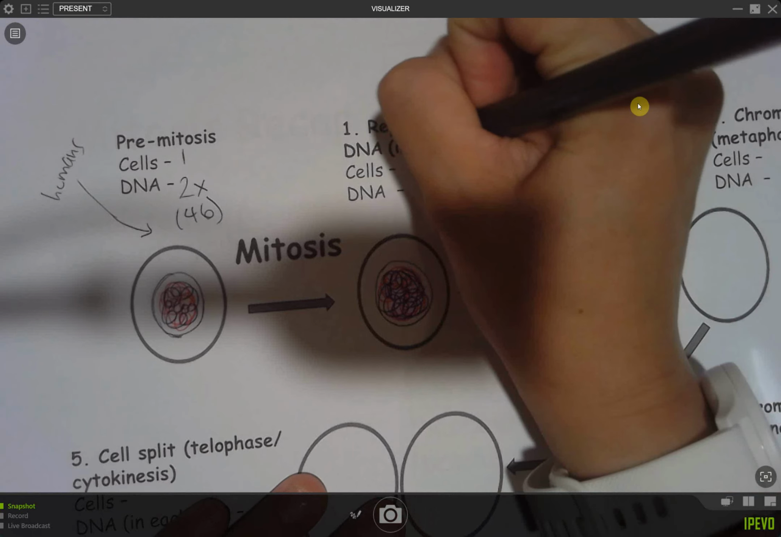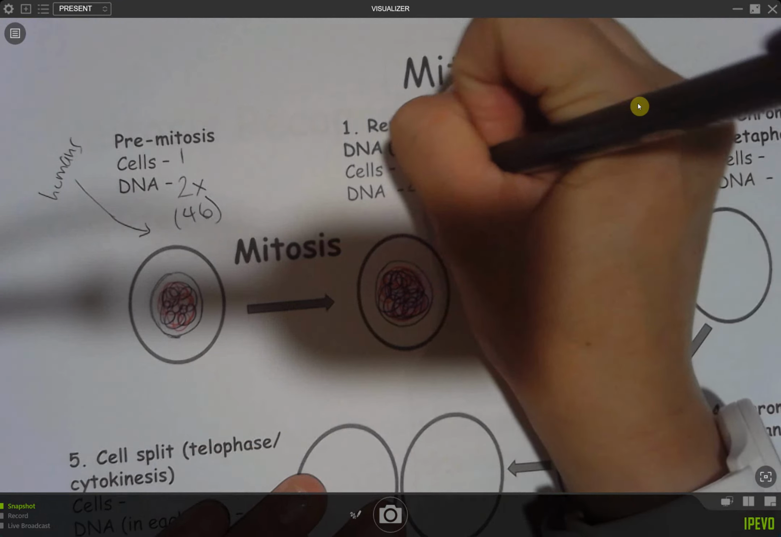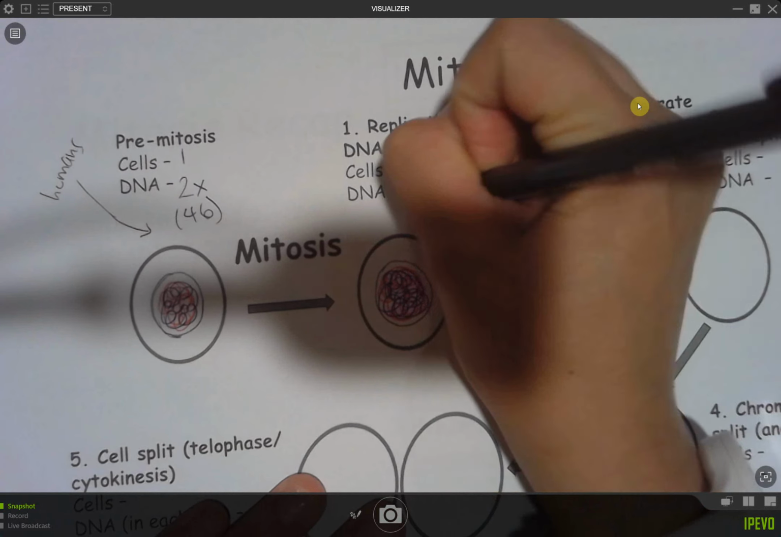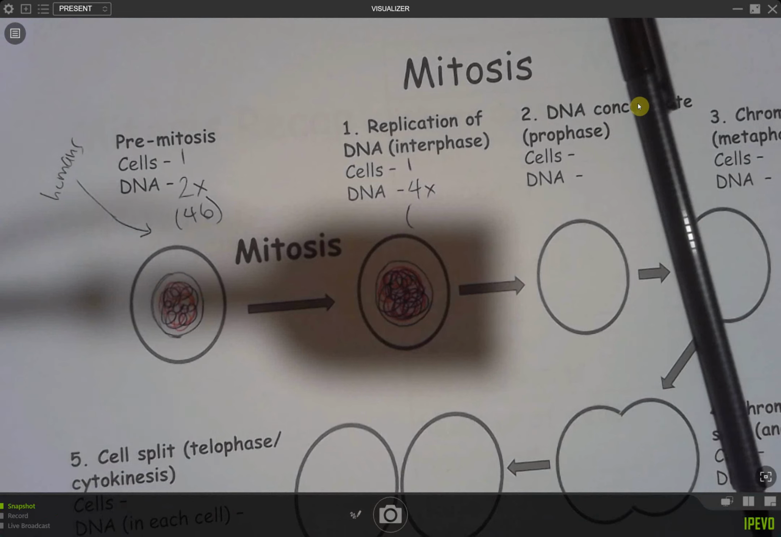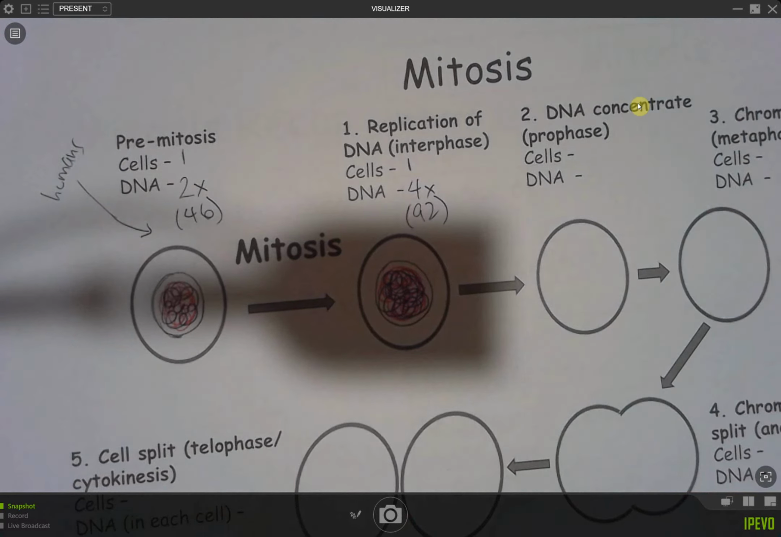Right now, I still have one cell, but because I've replicated my DNA, I have twice as much DNA possible. So in theory, if I was thinking about chromosome amount, I could do 46 times 2, which is 92, as a number to help you think about what's happening.